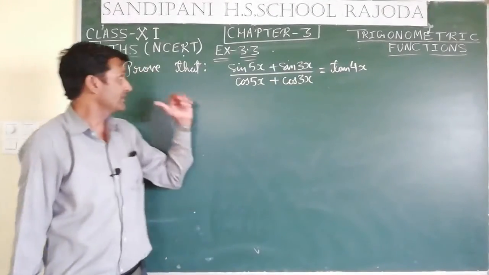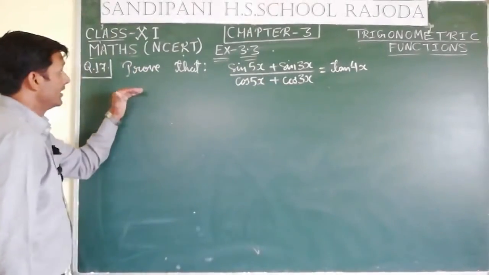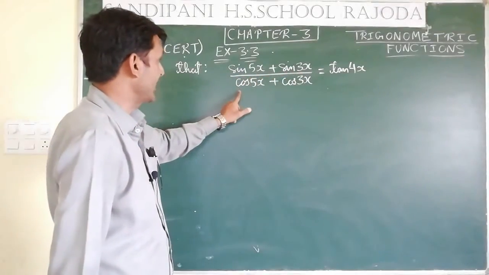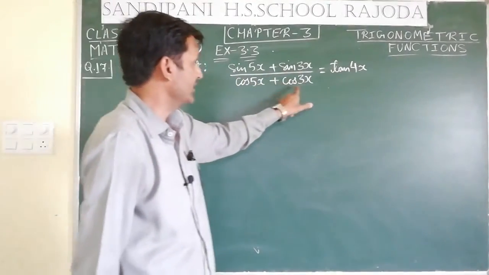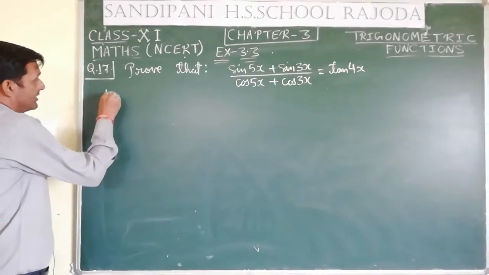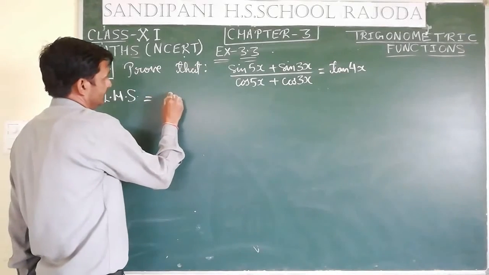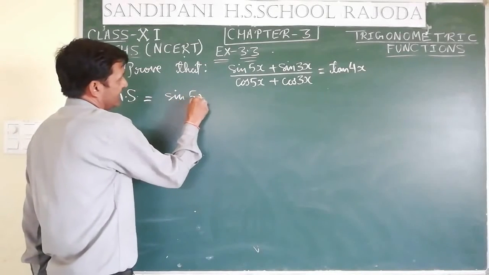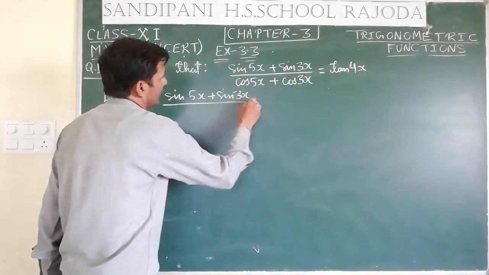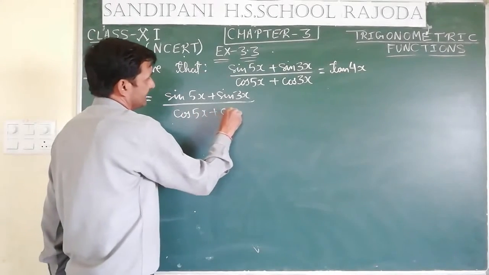Now I am doing question number 17. 16th we have done in our previous video. Question number 17 is prove that sin 5x plus sin 3x upon cos 5x plus cos 3x is equal to tan 4x. Let us consider LHS. It will be equal to sin 5x plus sin 3x upon cos 5x plus cos 3x.